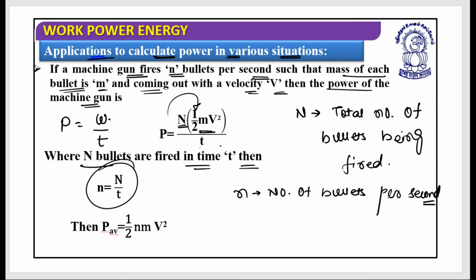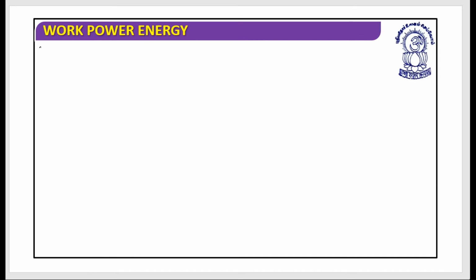So average power could be written as 1 by 2 into n into m into v square. That's it. So this is nothing new to us. Only the form has been changed. Only the question pattern has been changed. So let's have a quick question over it.